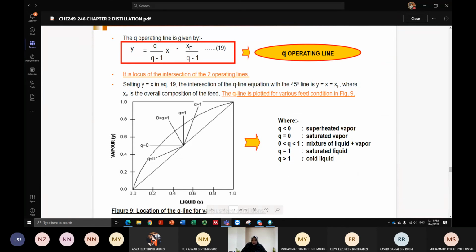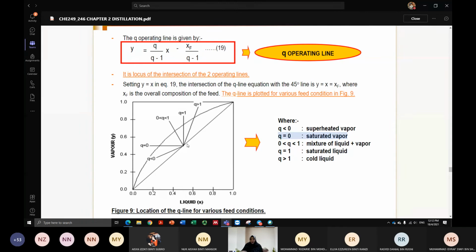If you have this condition, then you need to use the Q operating line. You need to calculate the Q operating line manually. But if Q is equal to 1 or Q is equal to 0, you don't need to use this equation. Just remember that at Q equal to 0, it must be a horizontal line starting at XF. If Q equal to 1, you just draw a vertical line starting at XF. That's all.